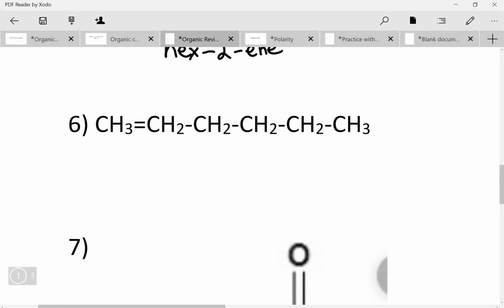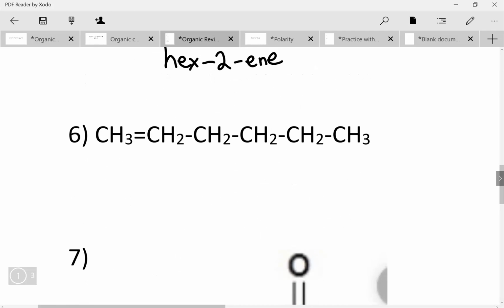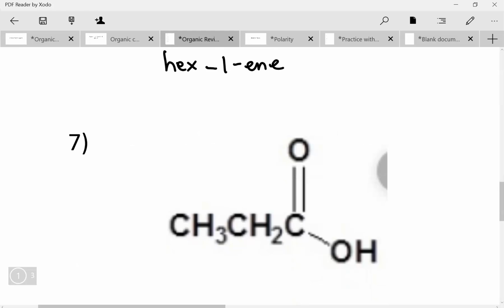Well, half a mark. Because, for example, this has 1, 2, 3, 4, 5, 6 carbons, so it's also hex. There is a typo here. There should be a 2, and this should just be CH. But hex-1-ene, because the double bond is after the first carbon right there. So this is hex-1-ene.